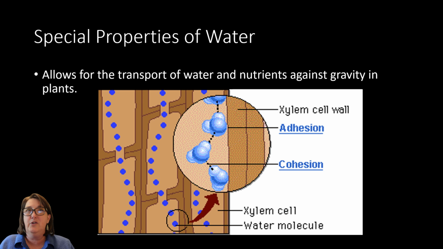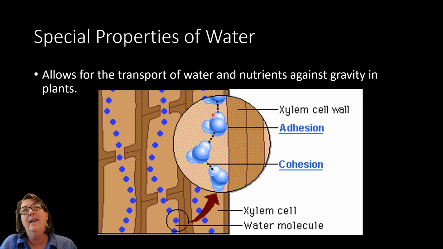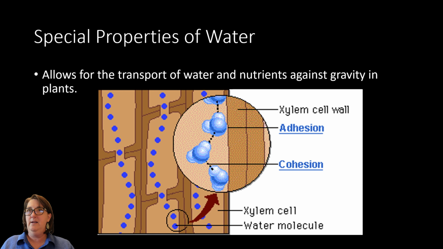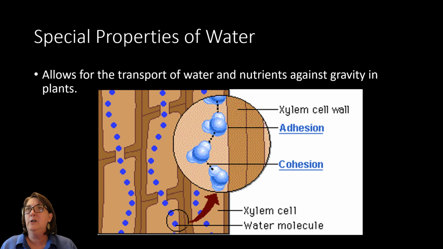This is going to allow for transport of water and nutrients against gravity. The water will cohere to itself. Water is going to attach, and then as it does, it kind of makes a chain as it goes up the plant, so it can go up against gravity. So big, huge trees, they need water at the very, very tip. Cohesion, adhesion, capillary action, all that helps to pull it up.